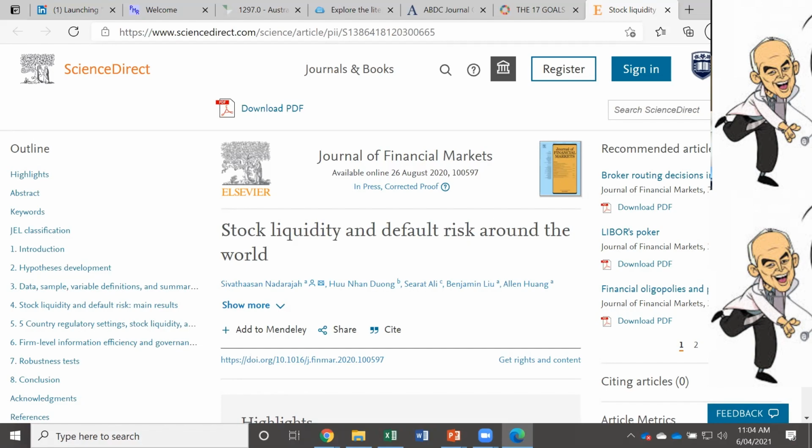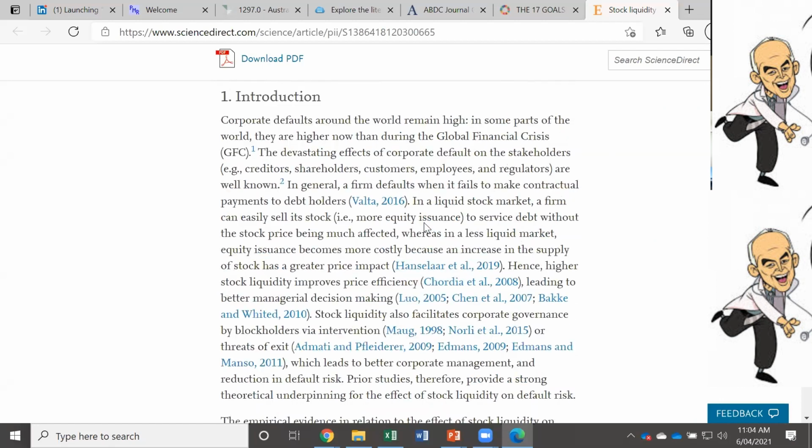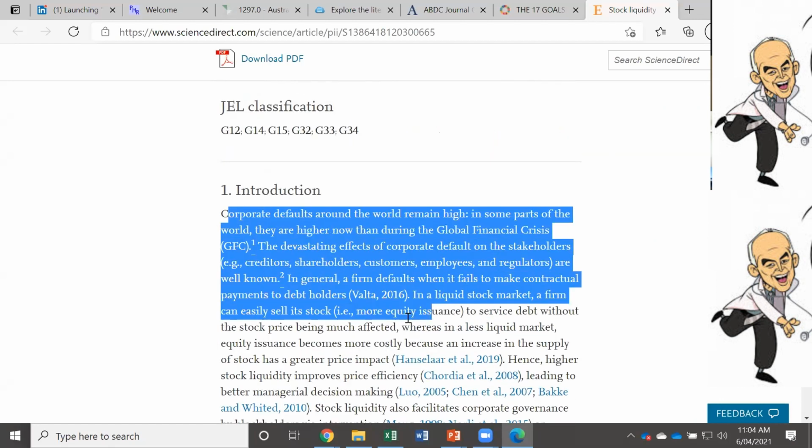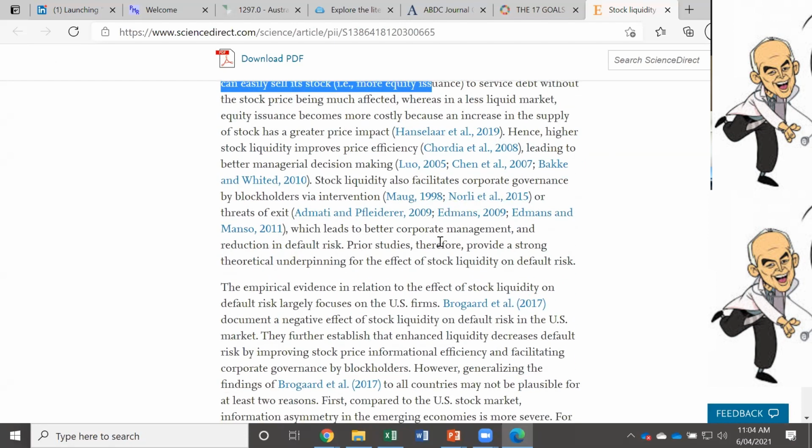So we motivated the study by saying that there are a lot of defaults happening. This was the real-world phenomenon: companies are defaulting all around the world. If we can improve stock liquidity, we can reduce the default. So that is what we are providing as a solution. Does it happen empirically or not around the world? We built the motivation around that.